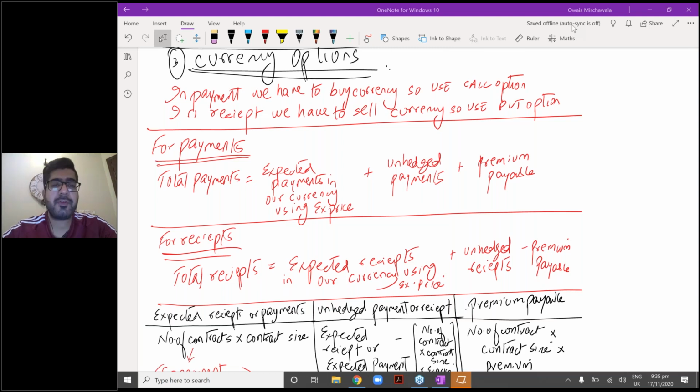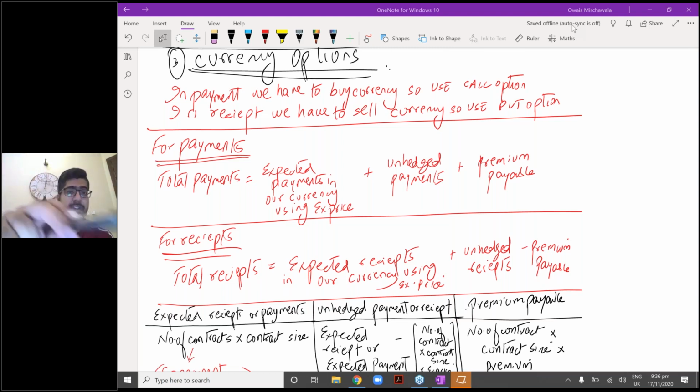Then futures is the same as forward exchange contract with some slight differences. In futures, you first have to find the lock-in rate. I explained in detail what the lock-in rate is. Then expected receipts or payments using this lock-in rate. I will tell you what that means. And find the number of contracts. Now, the last thing is currency options. After that we will be in a position to move towards the question.